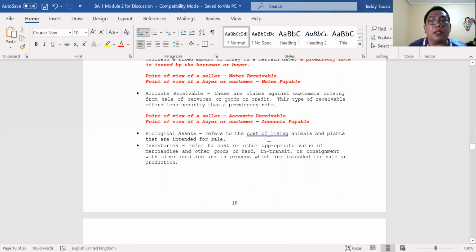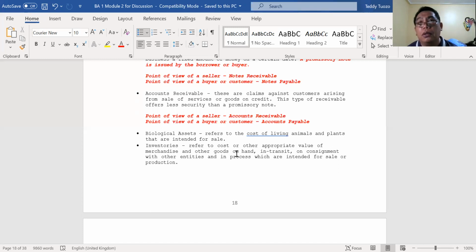Okay, next account is biological assets. This account refers to the cost of living animals and plants that are intended for sale. So mga tanom, no? Mga tanom, mga manok na ibaligya, no? Dili si ja mo nan himonan hinangkan, no? Dili si ja kibali pambaligya ra gajud, mag-breed ka then imo ibaligya, then they are biological assets.